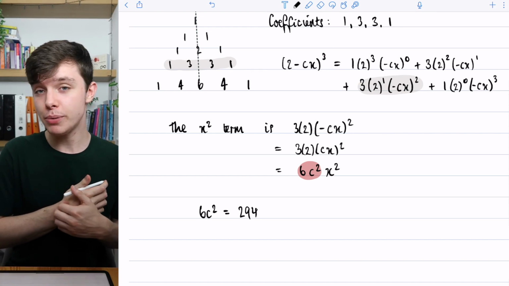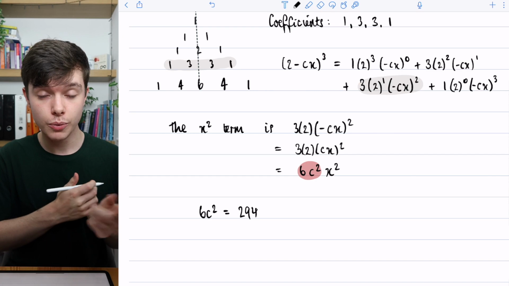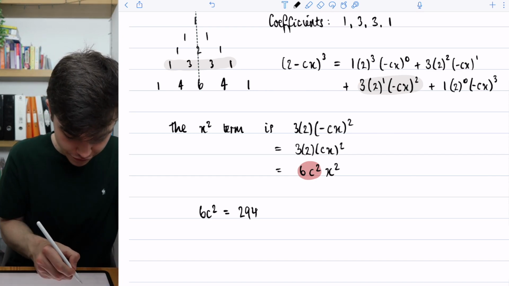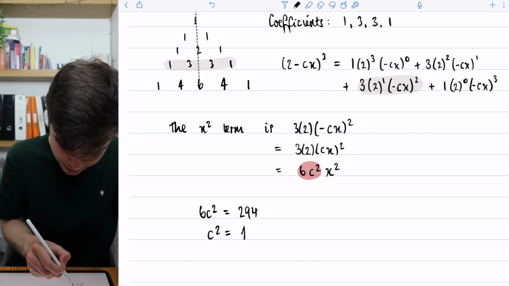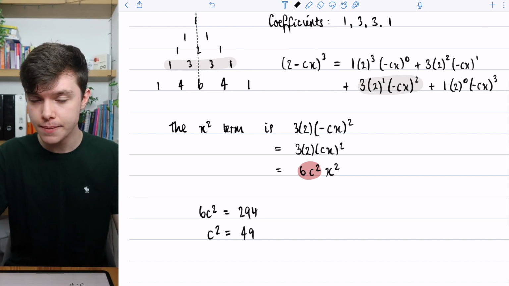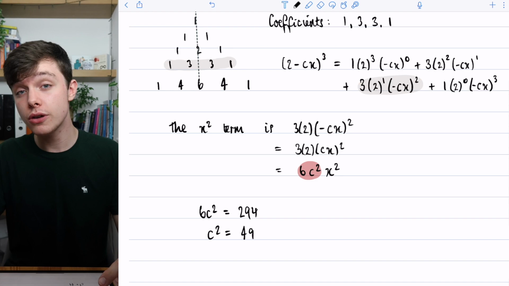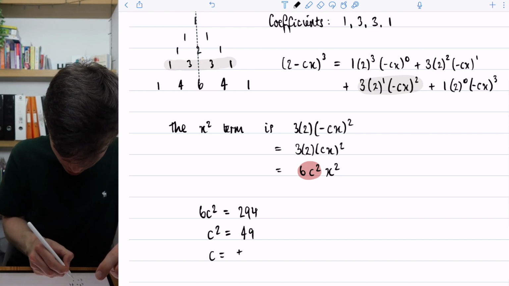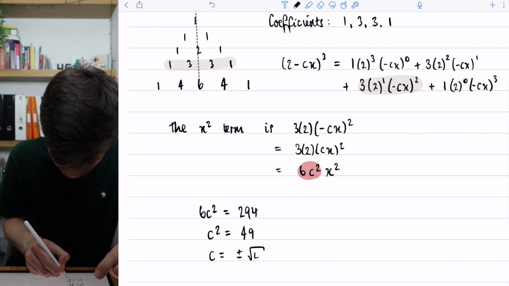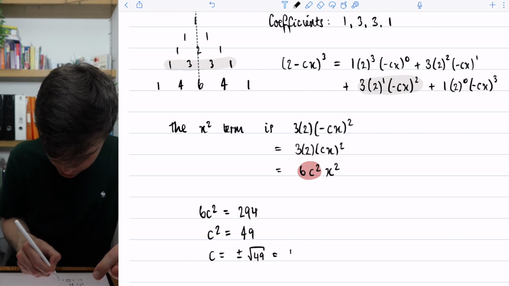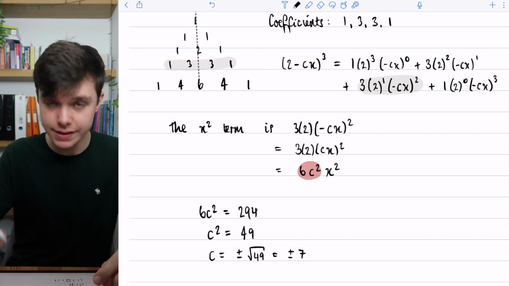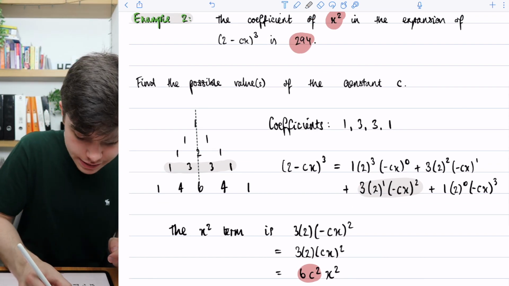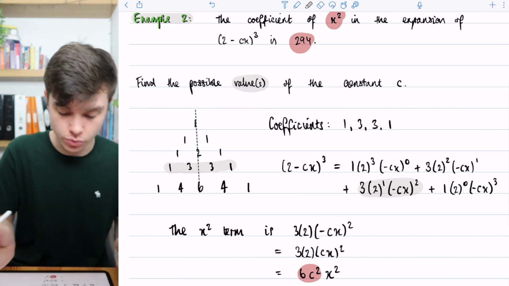And now it's quite simple. I can just solve for c. What I can do is divide both sides by 6, and that's going to give me 49. I'll have c squared is equal to 49. And then I'm going to have 2 values for c. c is going to be the positive or negative square root of 49, which of course is positive or negative 7. And we kind of knew that we're going to have more than one because it said value or values.